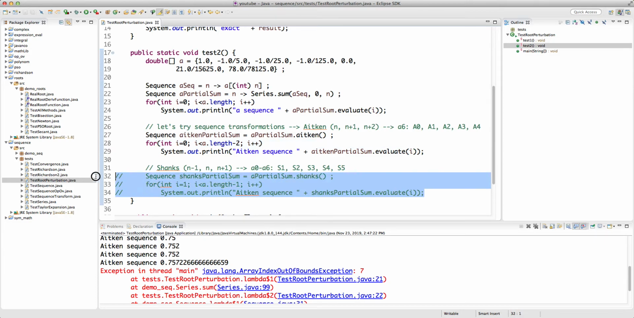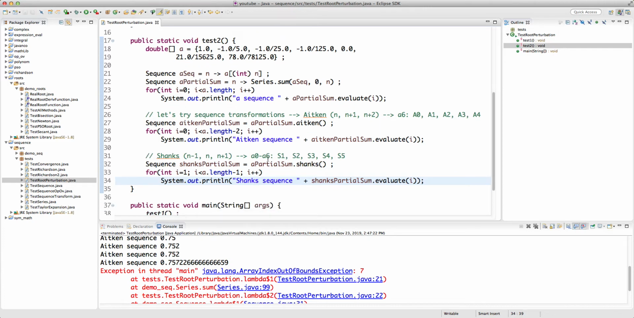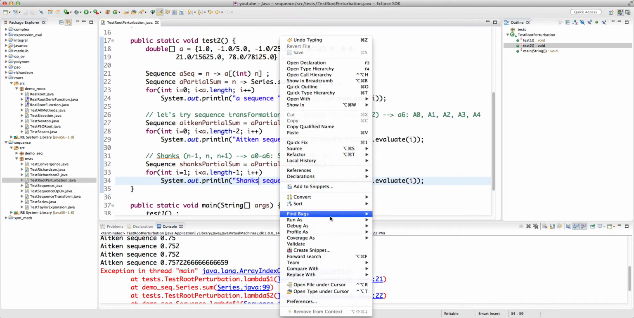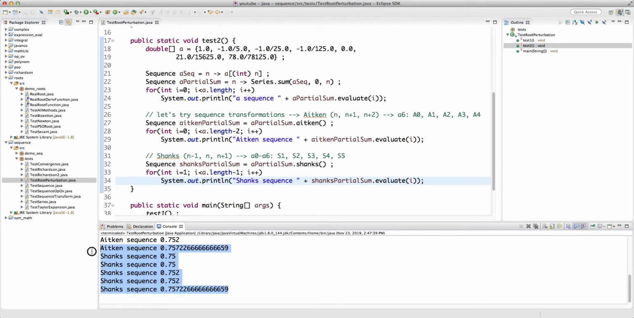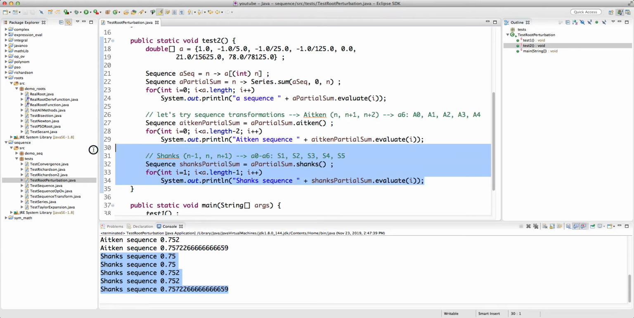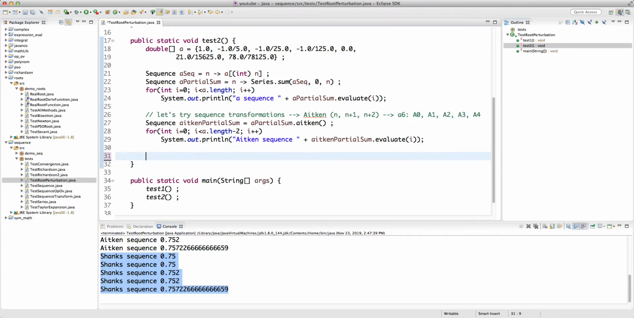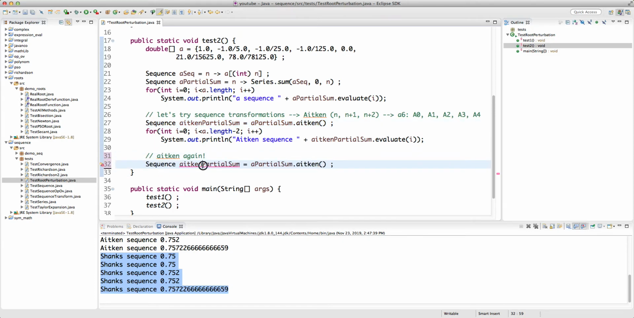Okay, so for Shanks, we still end up with the same thing as Aitken, so there is not much difference between Shanks and Aitken. But let's try to do Aitken again. So we try a new sequence, Aitken2, and we get Aitken partial sum and Aitken it again.